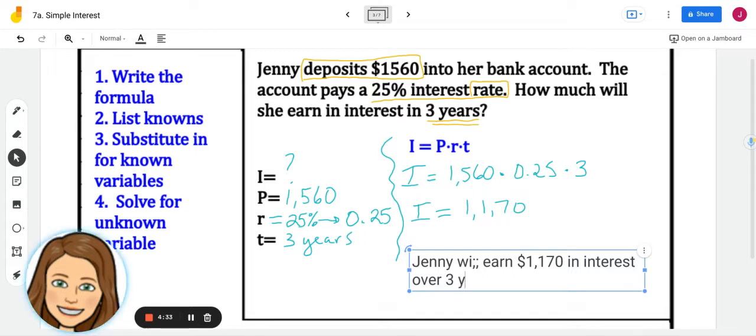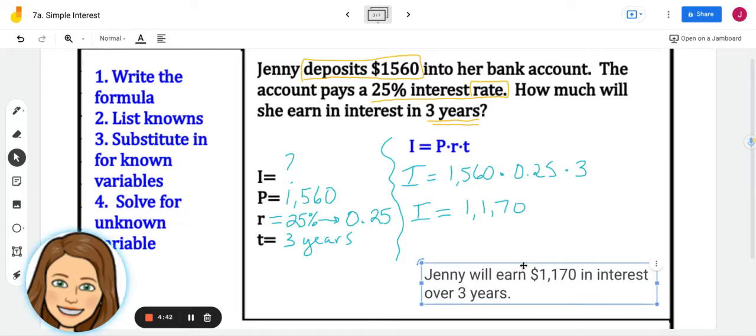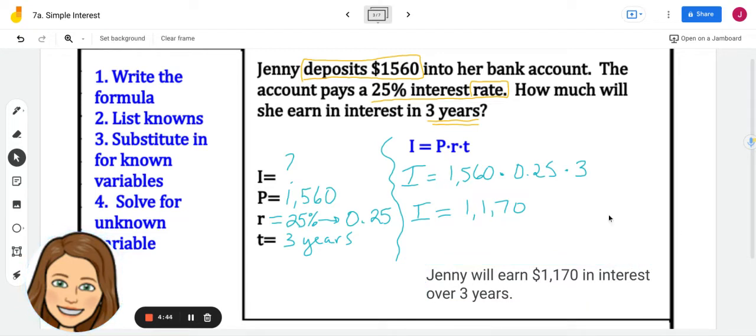Now, one thing I did not mention is time always has to be in years. Oh, look at that. Time always has to be in years. So if time's given to you in something other than years, then we need to convert it to years. Okay? So we listed what we knew, we plugged it in, and in this case, we multiplied all three because we were solving for I. Let's look at another example.